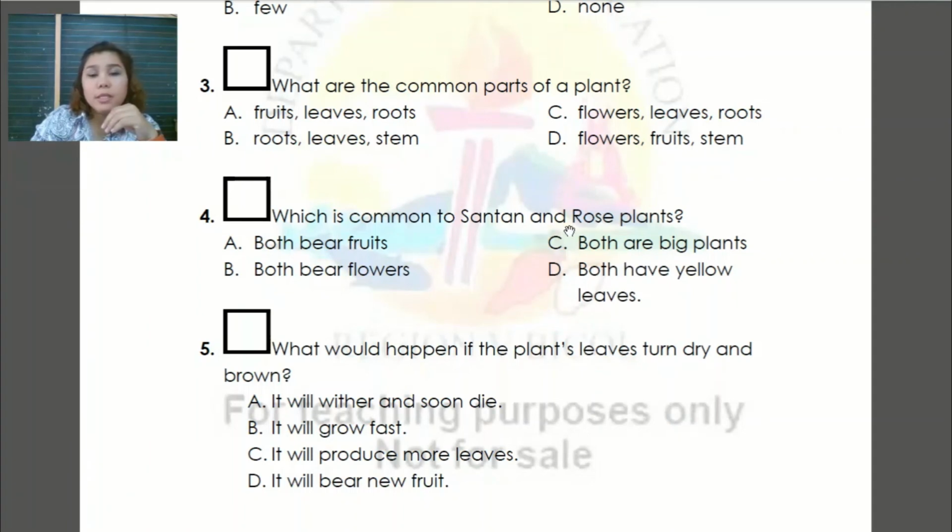Which is common to santan and rose plants? A, both bear fruits. B, both bear flowers. C, both are big plants. Or D, both have yellow leaves.